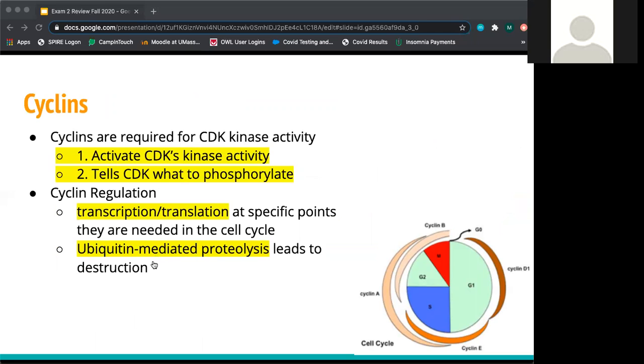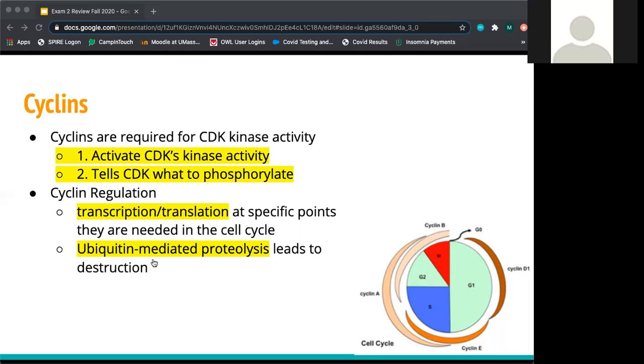Cyclins are what regulate the CDK. They activate CDK's kinase activity, and they tell CDK what to phosphorylate. Cyclin regulation is by transcription and translation of certain genes specifically needed in the cell cycle. And then they're broken down by ubiquitin mediated proteolysis, so they would be destroyed that way.